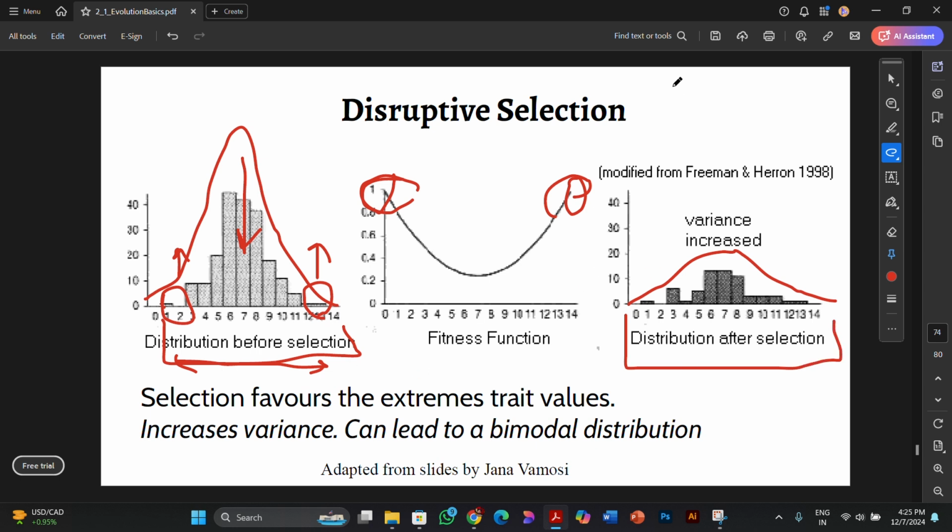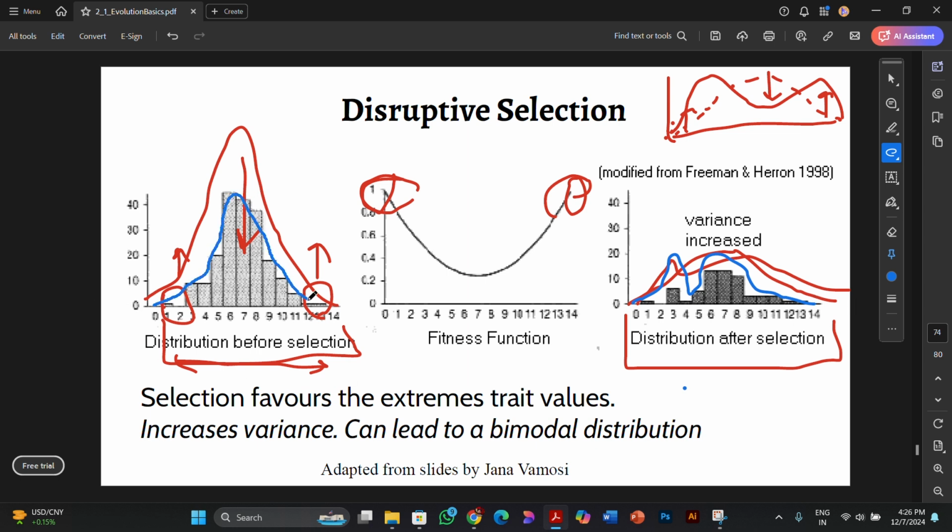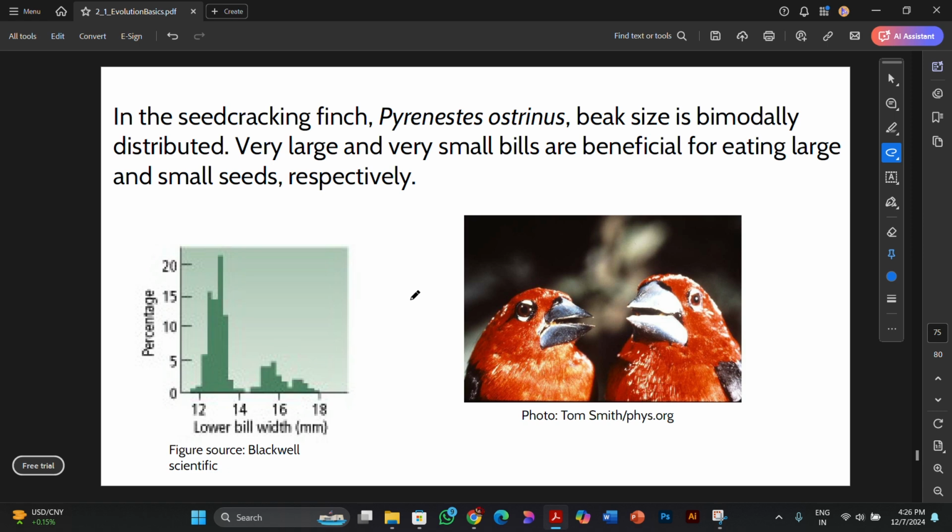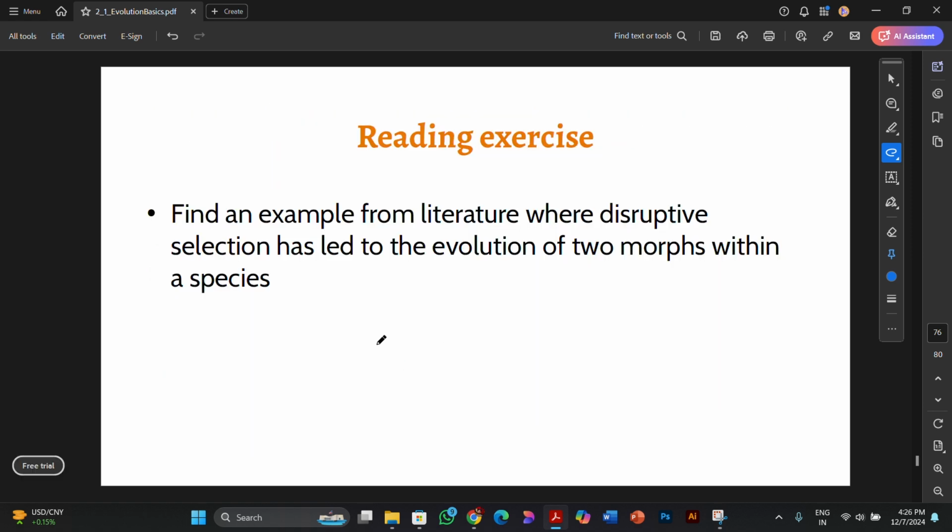So if the graph was previously like this, with pressure here and pressure downwards there, later the graph should be like this. Here it is also like that. I have drawn something like this, and here it is like this. There are two peaks, there should be two peaks, and there are also two mean values. Here is the practical representation of Pyranustes austrinus. That is also a thing of big size. This is the disruptive selection graph. So this reading exercise is for the watchers.